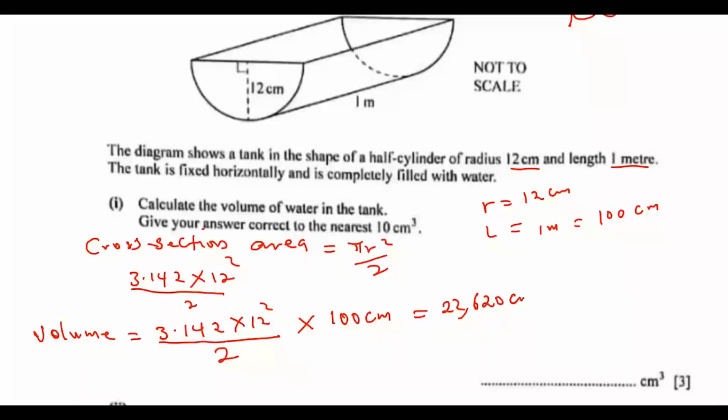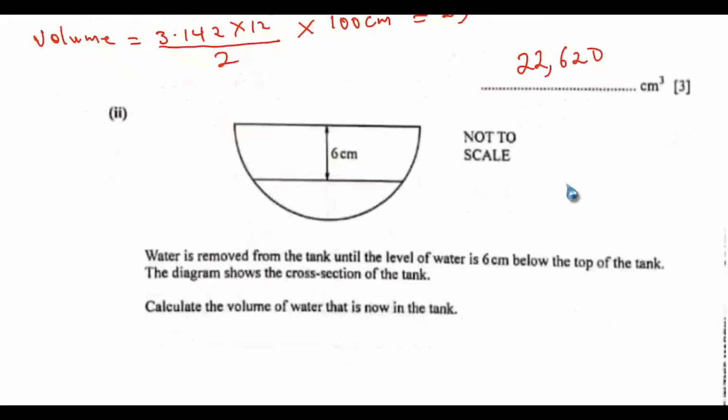If you input all this into your calculator, you get the value to be 22,620 centimeters cubed, to the nearest 10 centimeter cube. So I'll put 22,620 here. Let's check Roman figure 2. Water is removed from the tank until the level of water is 6 centimeters below the top of the tank. The diagram shows the cross section of the tank. Calculate the volume of the water that is now in the tank.